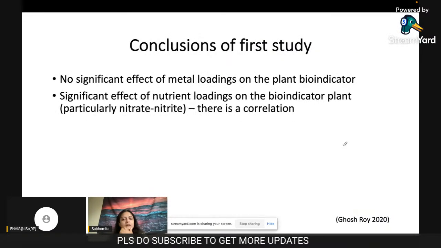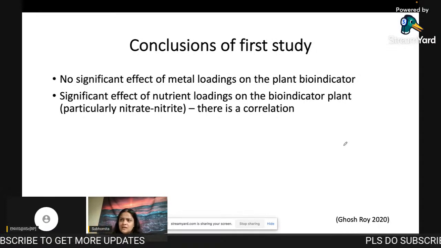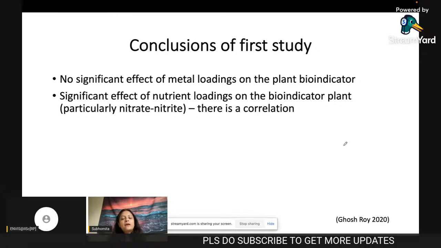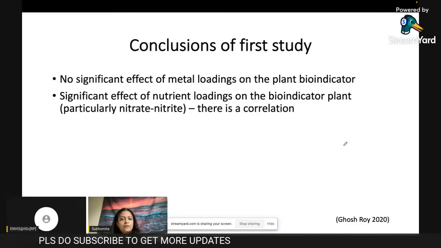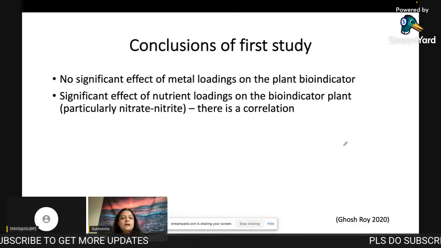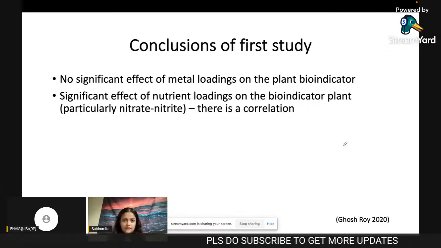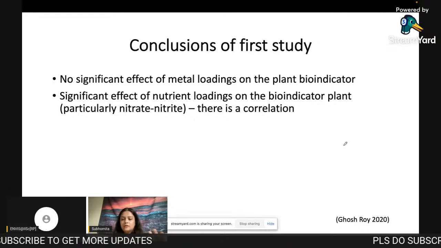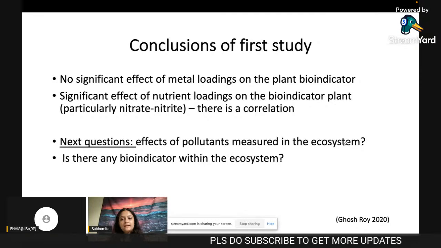So with that, we concluded in our first study that there were some significant results, for example in lead, but mostly the significant effect of nutrient loadings, particularly nitrate and nitrite, was found on these bioindicator plants, and there was a pretty good correlation of these pollutants with the bioindicators. And that's what we wanted to know initially: if there is at all a correlation or not. Do they tell us any story? Is there any response that we can get there?